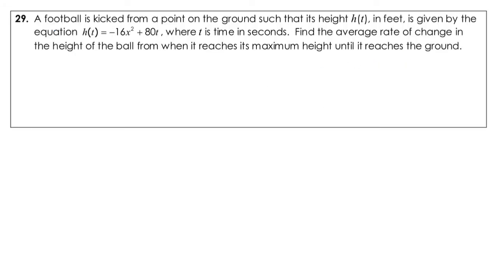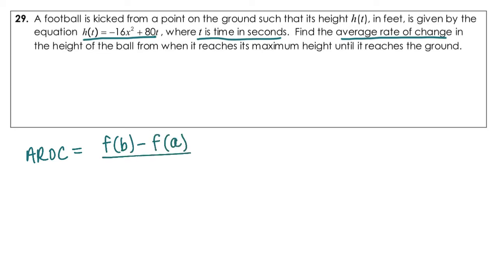For problem number 29, you have a football that is kicked from a point on the ground such that your height is given by this equation here. T is your time in seconds. Find the average rate of change. Your average rate of change formula again is your function's value at the end of the time minus your function's value at the beginning of the time, over the difference of the time.